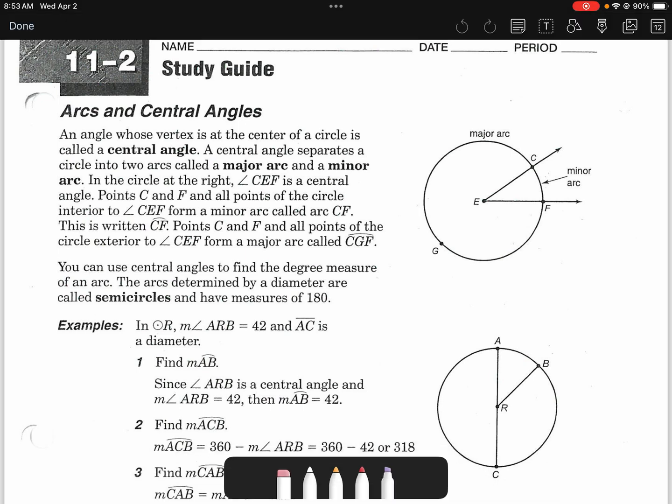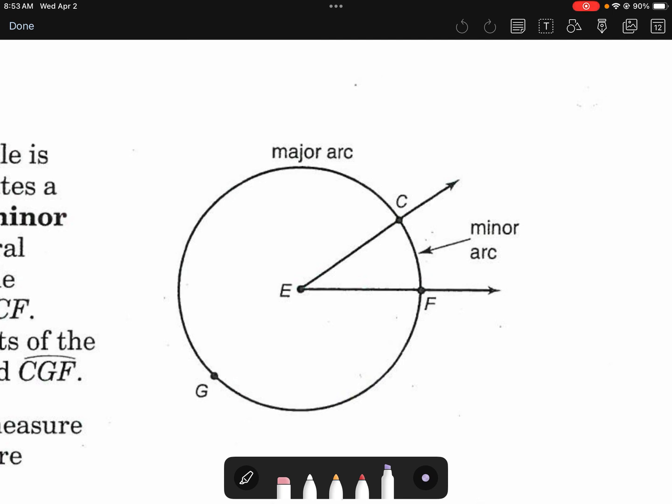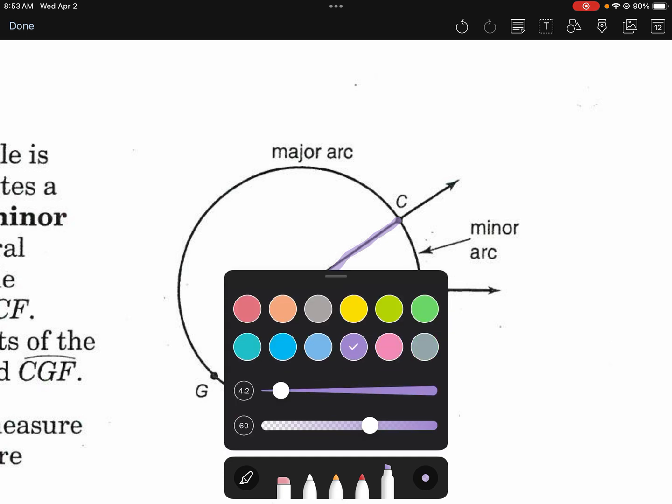I'll use some colors here to help you review quickly. Let's go with a central angle first. The central angle would be that purple angle, angle CEF. E is the center of the circle, notice. So the vertex of your angle has to be the center of the circle.